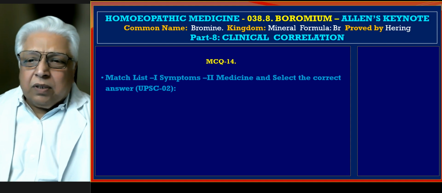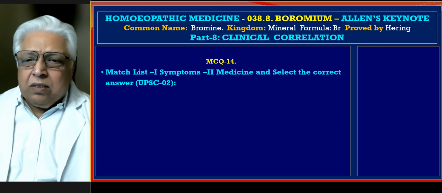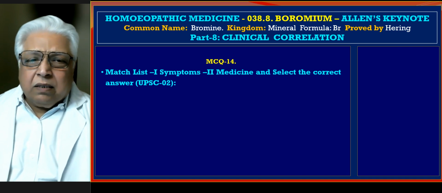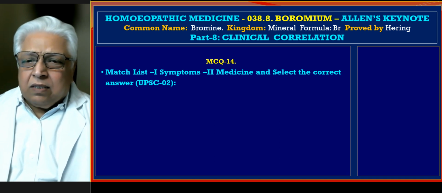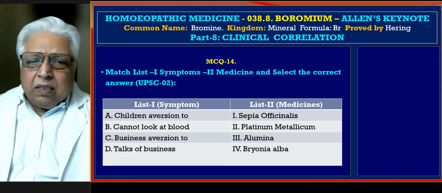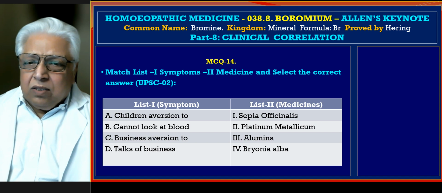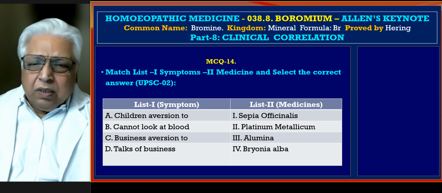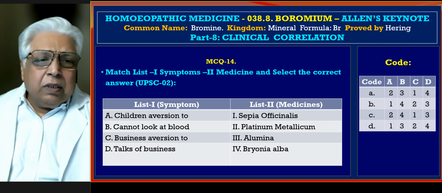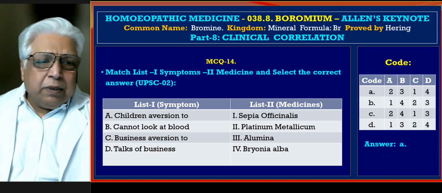We go to MCQ 14. Match list 1, symptom, and list 2, medicine, and select the correct answer. List 1: A, children aversion to; B, cannot look at blood; C, business aversion to; D, talks of business. List 2: 1, Sepia officinalis; 2, Platinum; 3, Alumina; 4, Bryonia alba. The code is as under, and the selection is A2, B3, C1, D4.